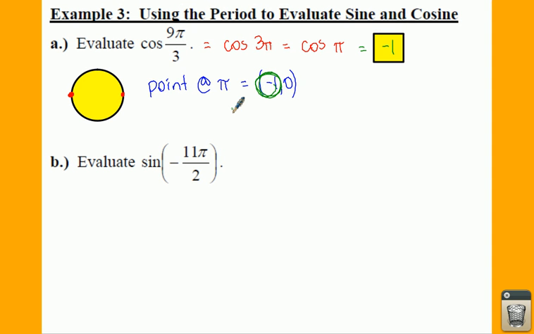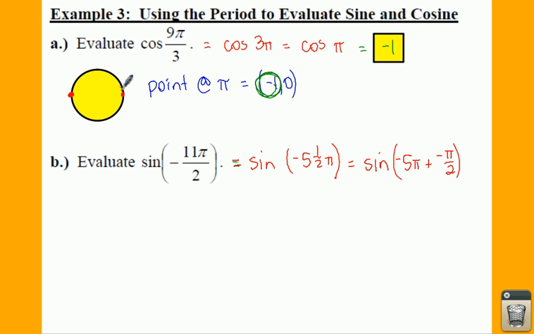Now we can use that same thought process here to simplify the sine of negative 11 pi over 2. We have to think about where negative 11 pi over 2 is. If you divide negative 11 pi over 2, that's a negative 5.5 pi. So that is the same as saying the sine of negative 5 pi plus a negative pi over 2. So we need to go around our circle negative 5 pi and then go another negative half of pi.